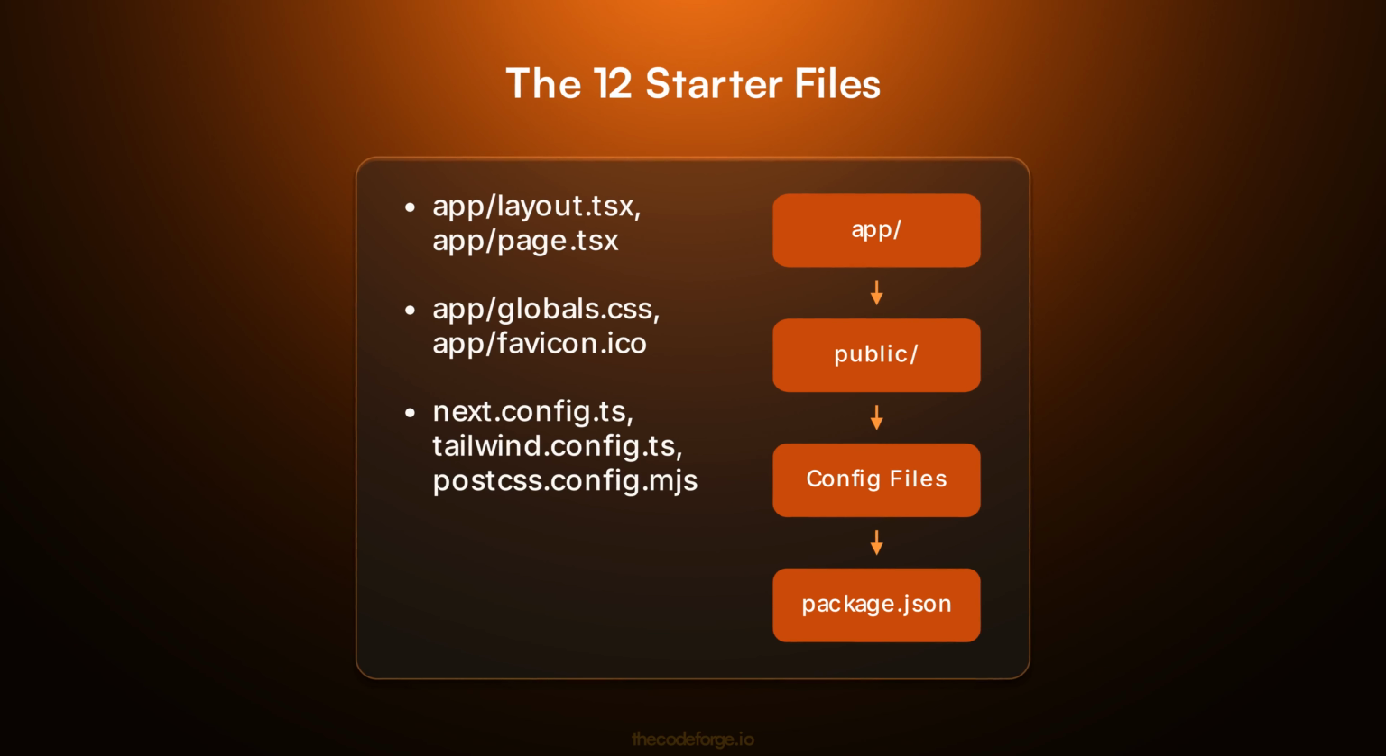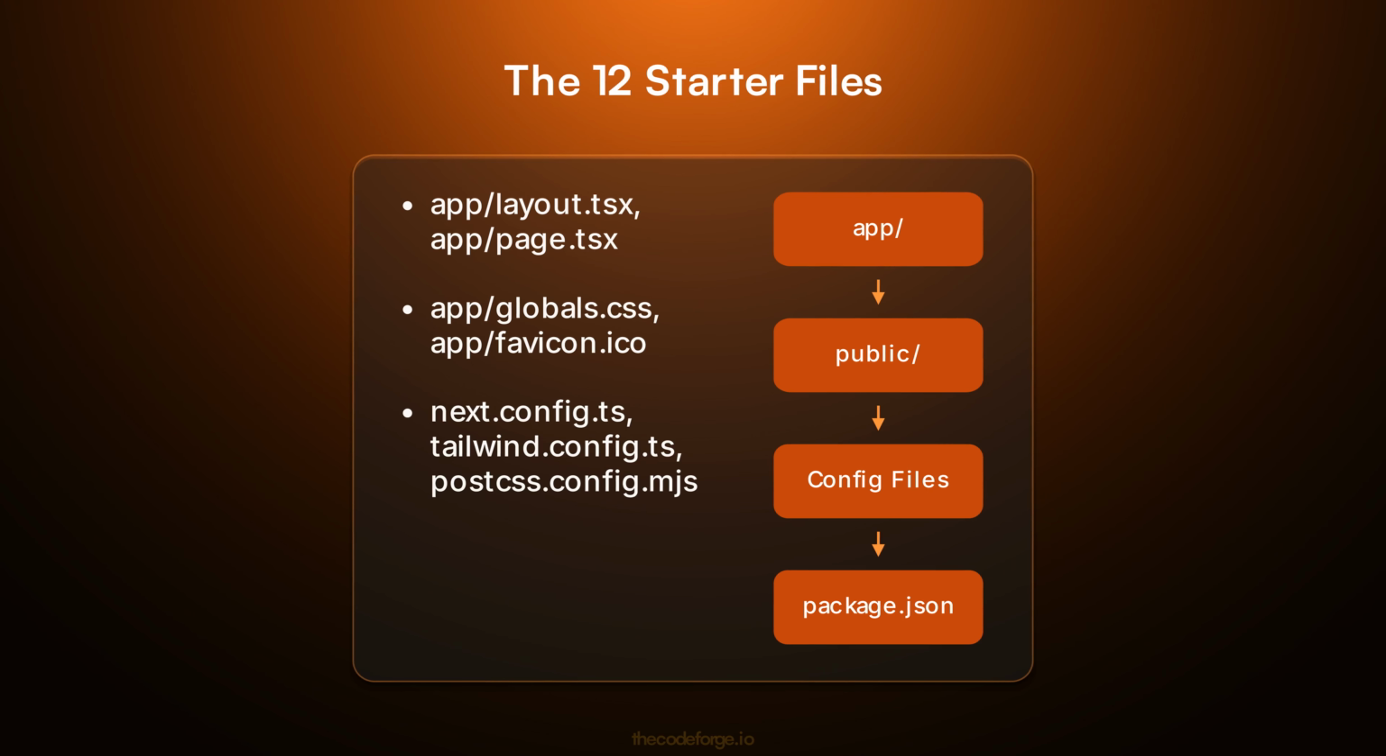After scaffolding, you get exactly 12 files. Each one has a specific job that beginners often misunderstand. app/layout.tsx is the root layout, it wraps every page. app/page.tsx is your index route, it maps to /, no config, no router setup, no BrowserRouter wrapper.